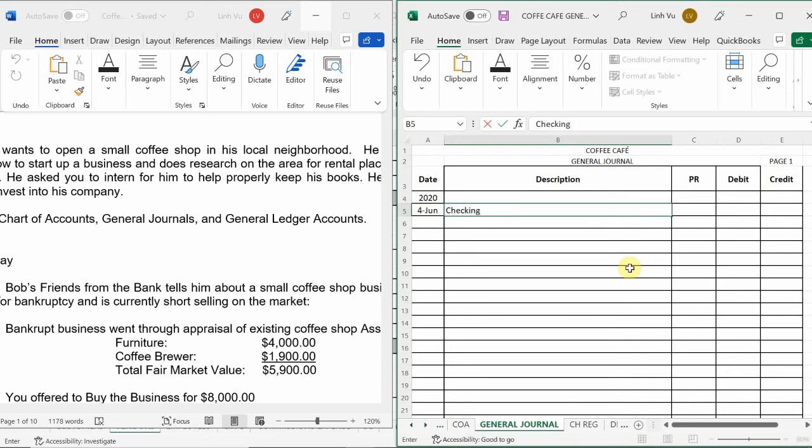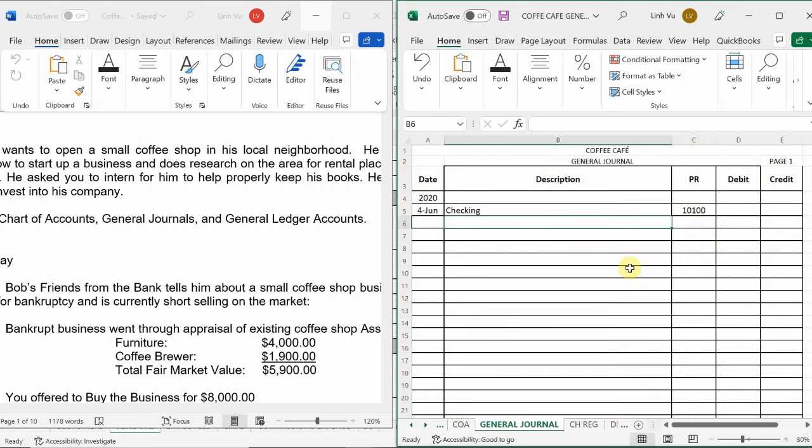There you go, checking. Now, what's my PR? My PR is going to be the account number that I have in my chart of accounts. In this case, this was 10100. Now we need to figure out how much money we have left over. We'll calculate what that is later.